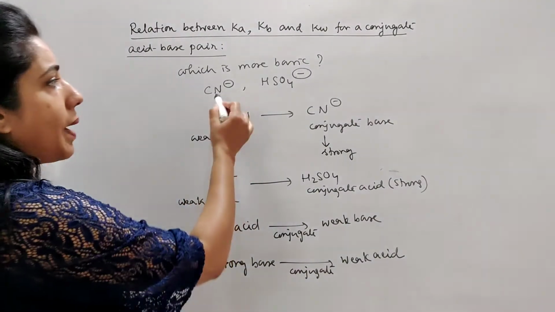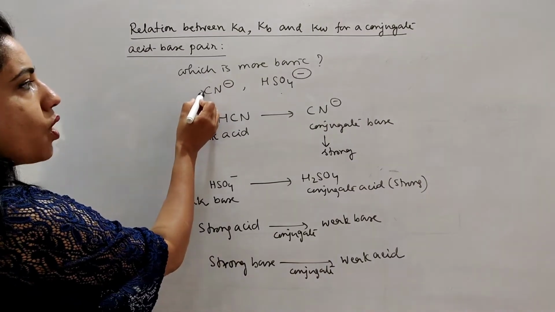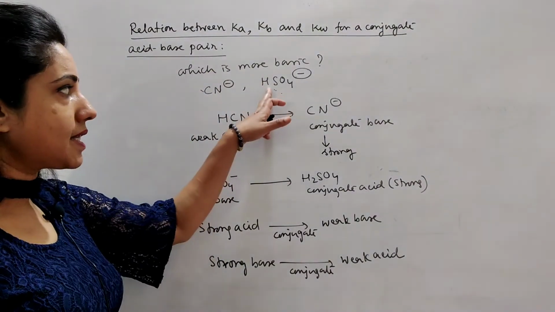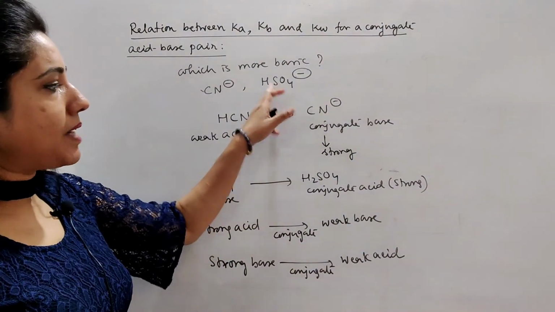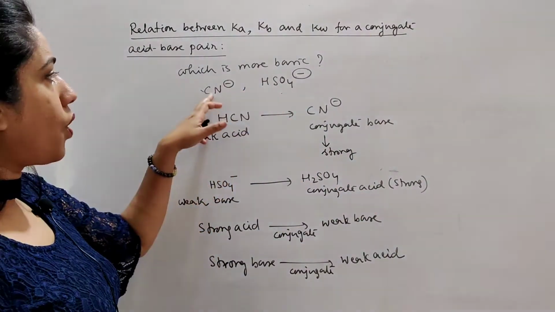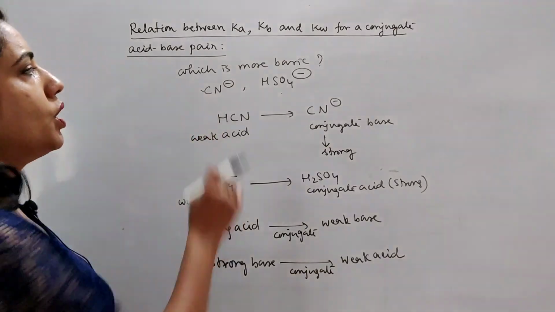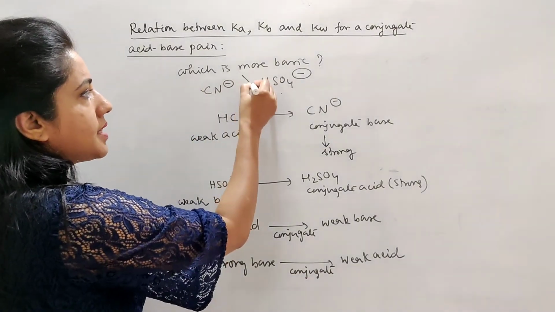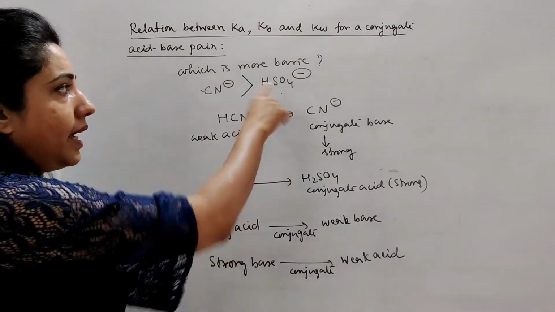So if you are asked to compare between these two, then this is the strong base and this is a weak base, because this has come from a strong acid. The conjugate base of a strong acid will be weak and the conjugate base of a weak acid will be strong. So CN minus is a stronger base than HSO4 minus. We have seen the relationship between Ka, Kb and Kw for a conjugate acid-base pair, and we have come to a very important conclusion: if the acid is strong, then the conjugate base will be weak, and if the base is strong, then its conjugate acid will be weak.